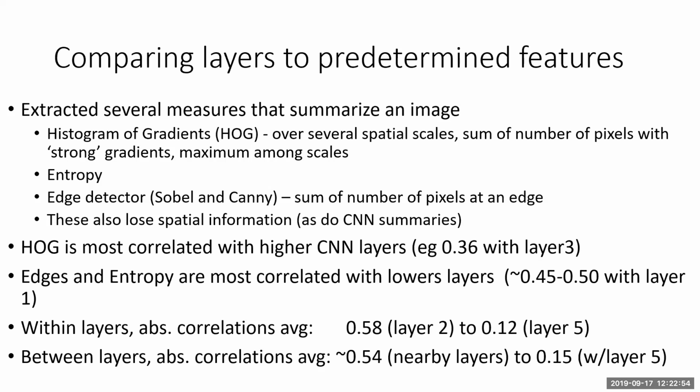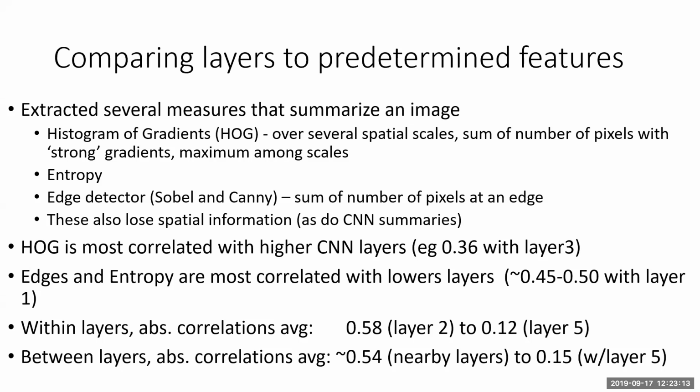Edges and entropy are more correlated with the lower layers, and the average correlation level is relatively higher, 0.5, for example. So that means that the lower layers really are capturing something about edges, or maybe texture.